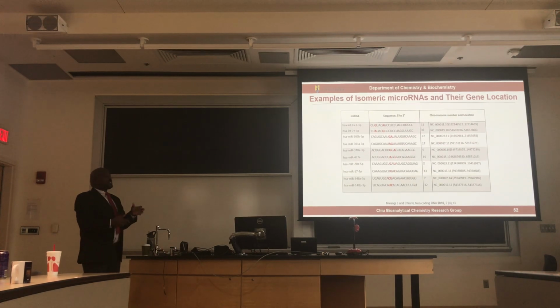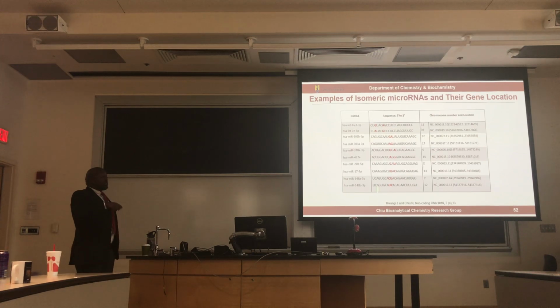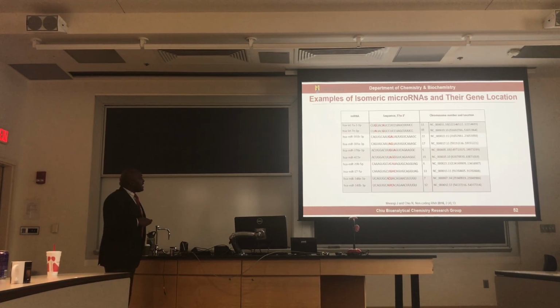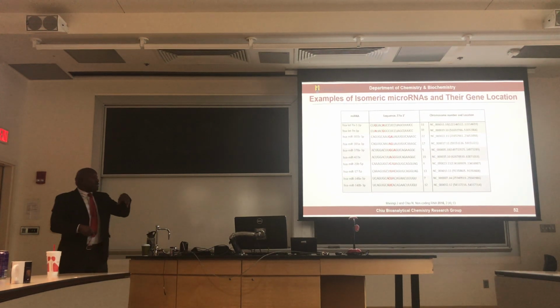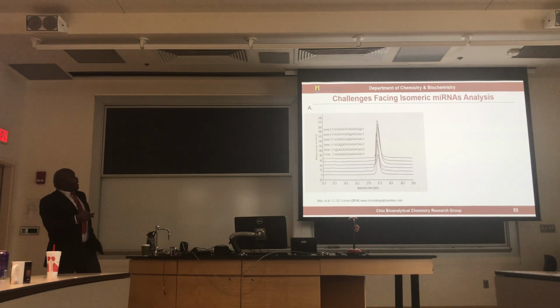And how close is this isomerism? What you're seeing here are just selected examples of how close they can be. For example, 7A and 7E: the only difference is the red one, G and A. So for this, the flipping of the bases, GA instead of AG, everything else is the same. And the case continues. The sequence similarity is very, very high. So why are we concerned?